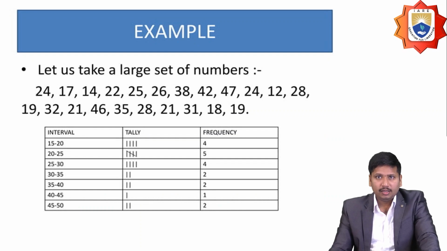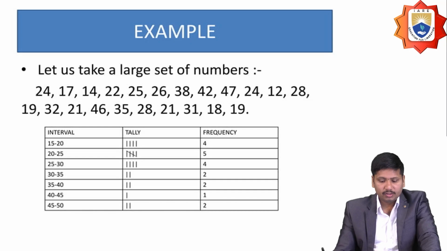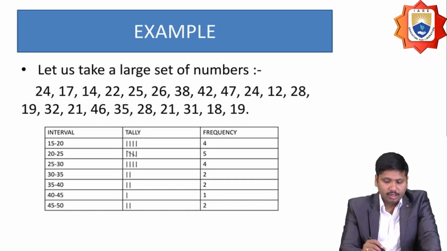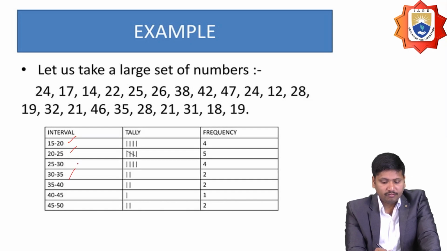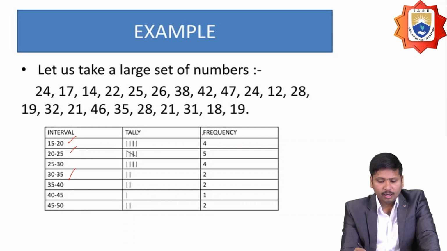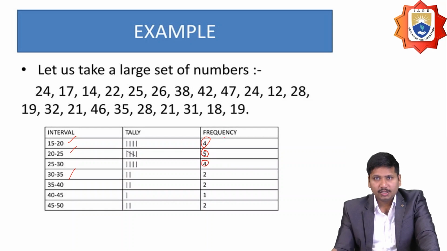So let's take a large data set. This is the data set I'm going to have. For this, I have to split the data into intervals, and then I have to identify the number of frequencies of that variable. So initially I'm going to suggest these intervals like 15 to 20, 20 to 25, and 25 to 30. And finally, I'm going to count the number of frequencies in between 15 and 20, how much it is, 20 to 25, how much it is, and 25 to 30, how much it is. Like this, I can segregate it.